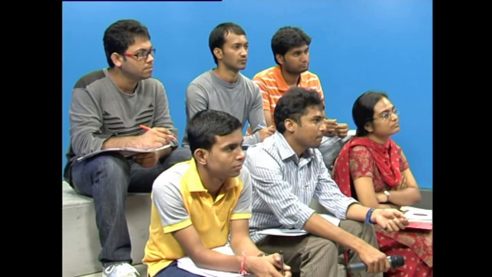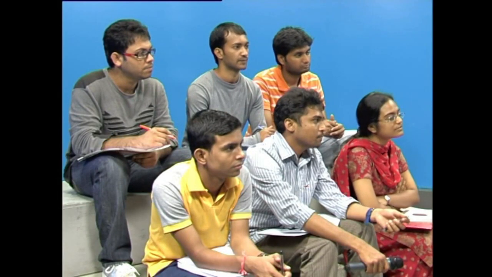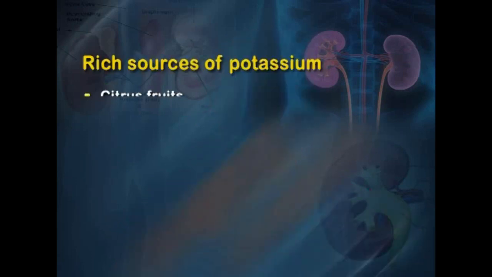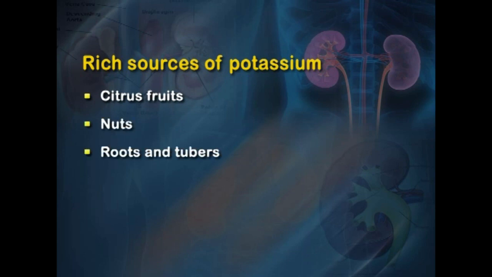But then when sodium is retained in the body, potassium intake has to be monitored. We cannot afford to have too much potassium going into the body, and that is the reason why potassium has to be restricted, because hyperkalemia, or elevated levels of potassium, can cause dangerous heart rhythms. Some of the common foods that we are familiar with, citrus fruits, nuts, roots and tubers, and chocolates, are rich sources of potassium and need to be avoided by a patient with glomerulonephritis.